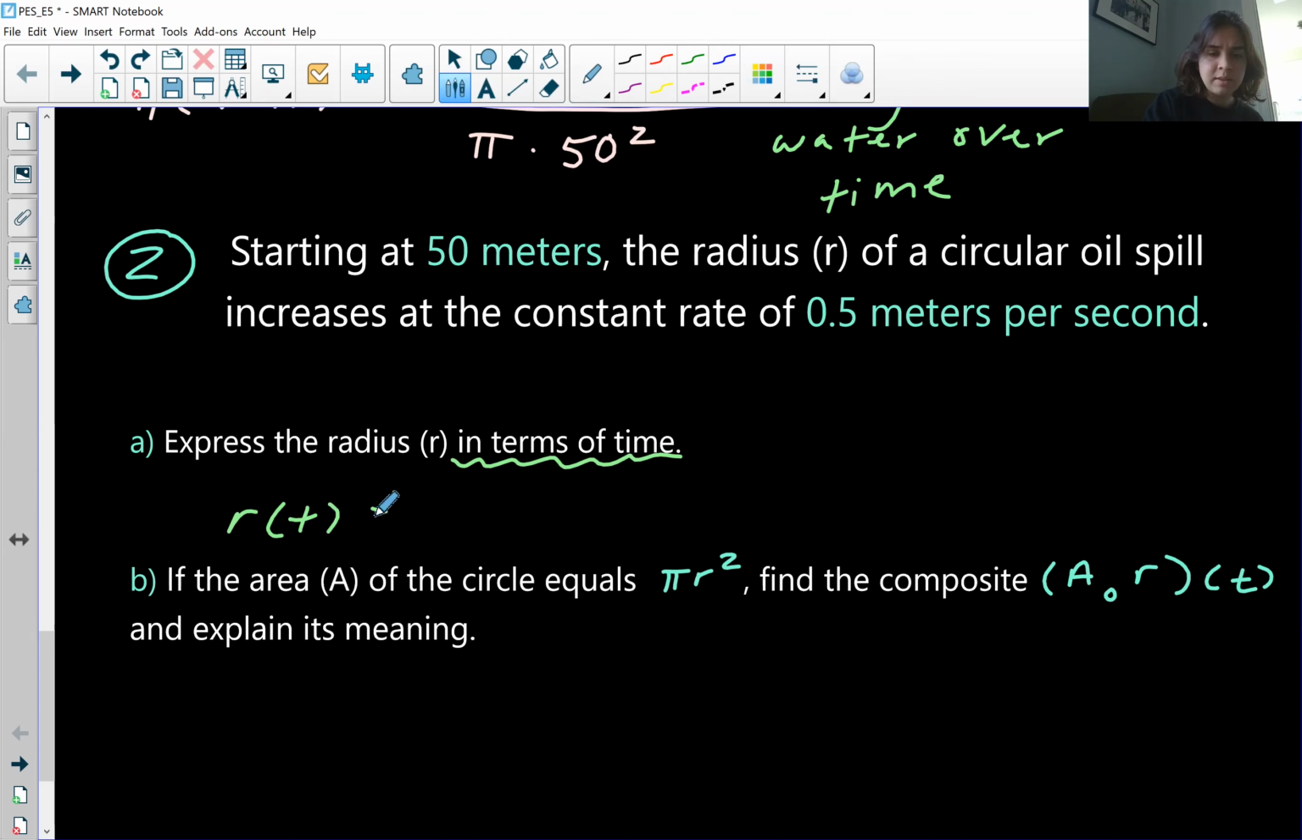And just like the last problem, we have an initial value, which is 50, and then 0.5 meters per second. So we represent that as 0.5 t, and then add that initial value. And so that will be the radius over time.